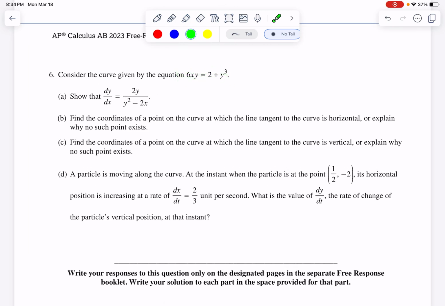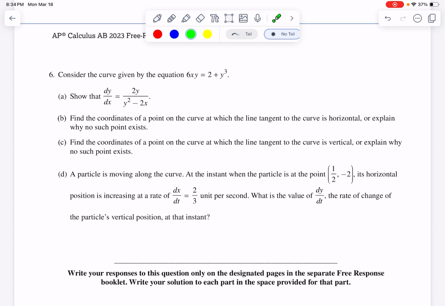We are given this equation. It has a graph, but we don't really know what it looks like. So we're just going to have to use principles of calculus rather than our intuition. At first it says to show this about the derivative. They're already showing us something about the derivative.